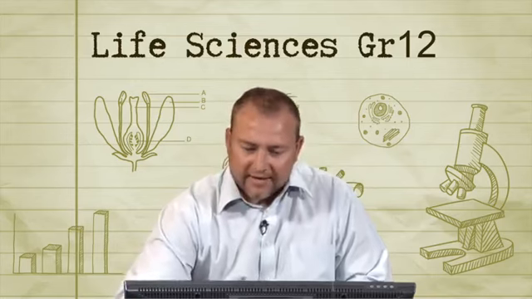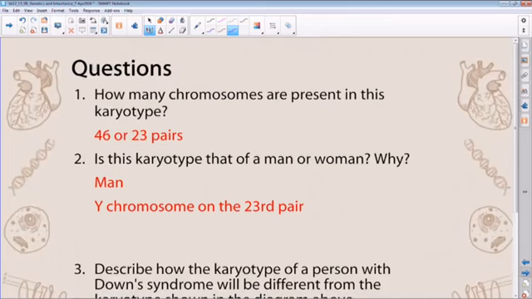Cool. So let's have a look at what we have here. There it is again. Okay. And let's have a look. The first one has 46 chromosomes, or 23 pairs. You got that very easily. It's a man because it has, let's go back.